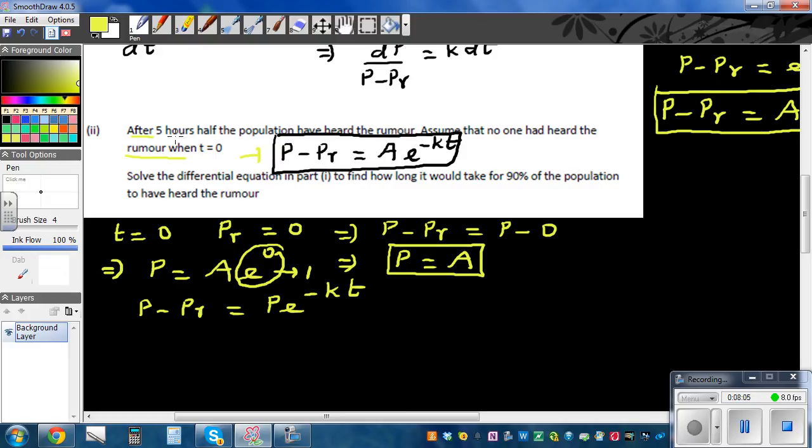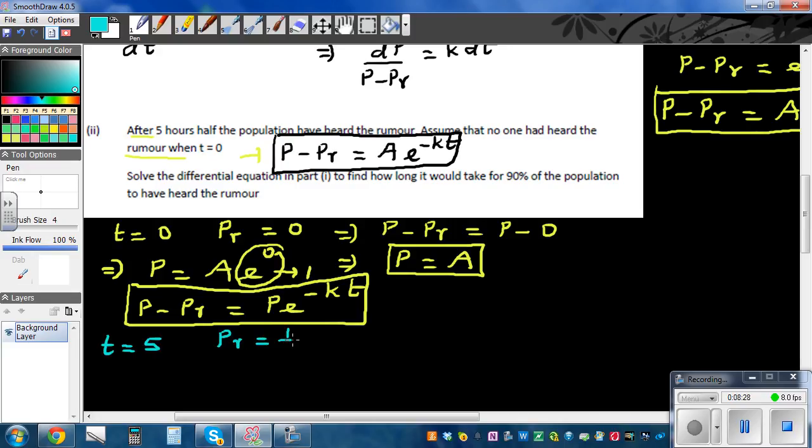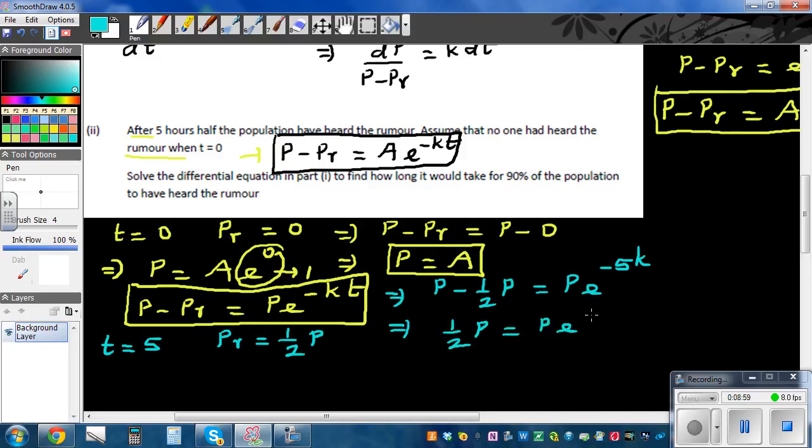Okay, so let's look at the next part. After 5 hours, half the population have heard the rumor. So what does that mean? So this is the new form: P minus PR is equal to P times e to the power minus kt. So let me change color. The next part is, when t is 5, PR is half of P, or half the population have heard the rumor. So this implies P minus half of P is equal to P times e to the power minus 5k. I put t as 5 and PR as half of P. So this implies half of P is equal to P times e to the power minus 5k.